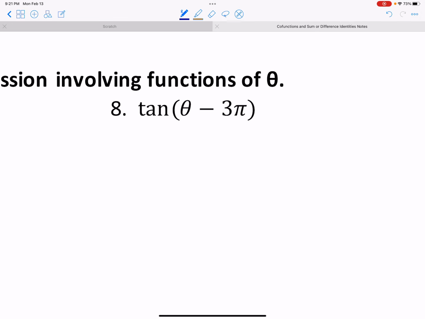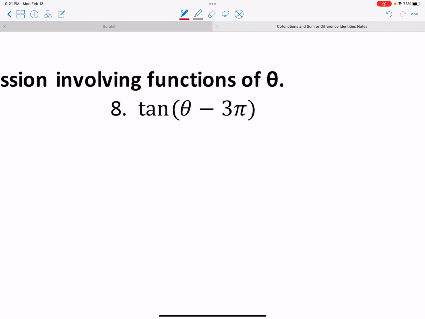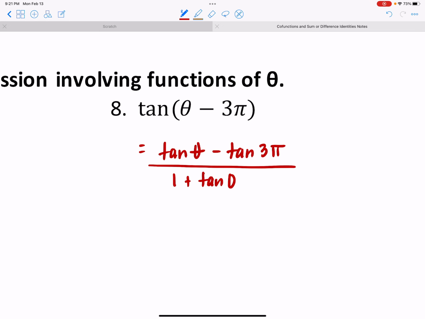So tangent 1, we have the tangent of a difference. So the tangent of a difference formula says take the tangent of u, which is theta in this case, and subtract the tangent of v, which is 3 pi in this case, divided by 1 plus tangent of u, tangent of v. And then let's see how much we can do. So 3 pi, gotta know where that's at. Probably easiest just to look at the unit circle.